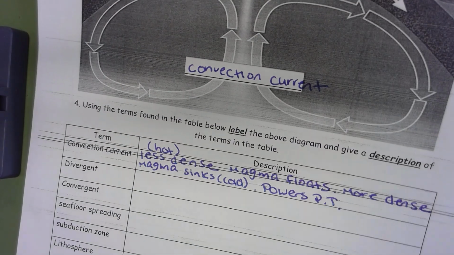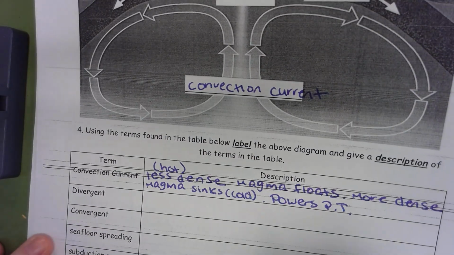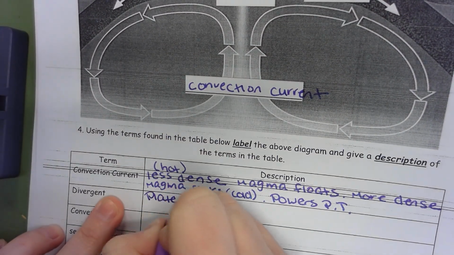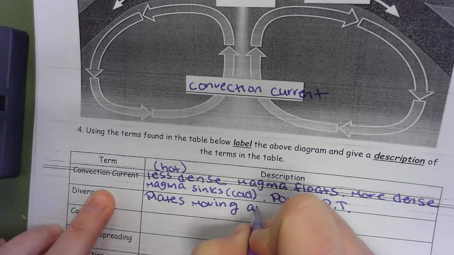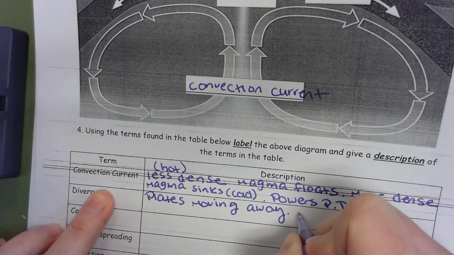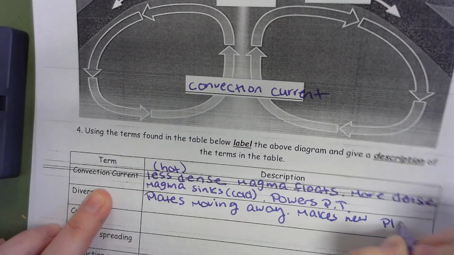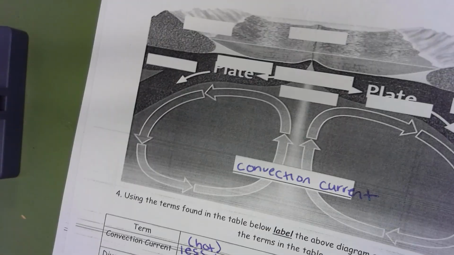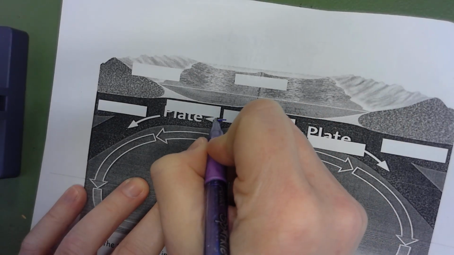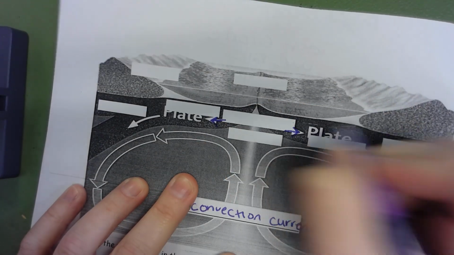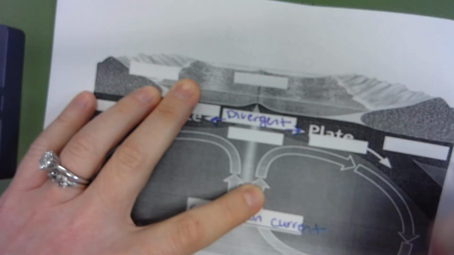Alright, so we're going to put convection current there. Divergent. Remember, divergent means we're going away from each other. This is going to be plates moving away, and this makes new plate. If I look up here, I see kind of like two arrows coming away here. See how this arrow's here? This arrow's kind of covered up a little. This is divergent. The divergent boundary.